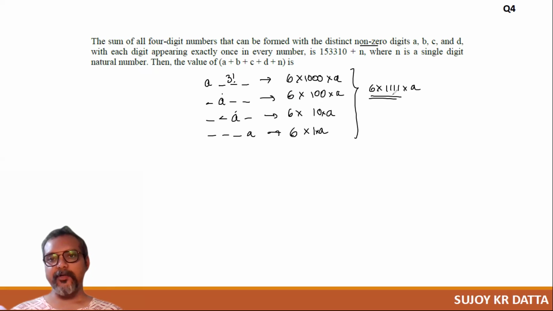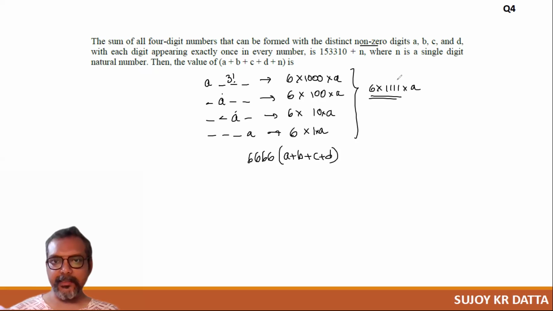Now, if this is the case for A, exactly the same scenario will happen for B, C, and D. So for the sum of all the numbers, we are going to basically use the positional value summation instead of actually adding them up. So the positional value summation for A's and B's and C's and D's will be 6, 6, 6, 6, A plus B plus C plus D.